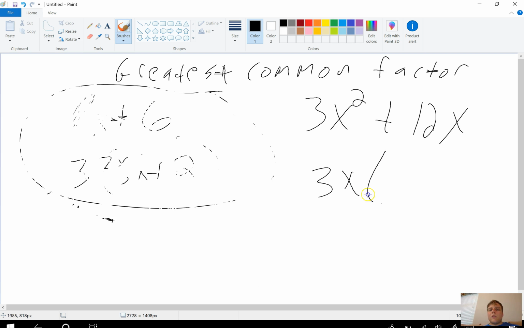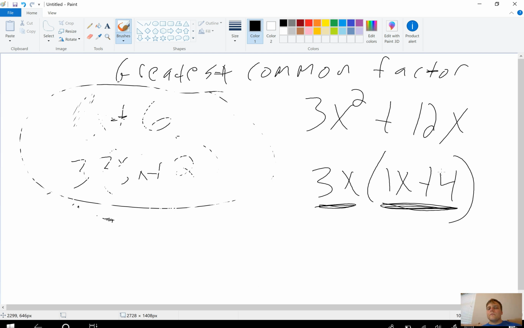So we have 3x and we open up parentheses, because now we've pulled out of both numbers and variables. And now think division. 3 divided by 3 would be 1. x squared divided by x would just be x. Plus 12 divided by 3 is 4. x divided by x, they're both gone. So now I have two new terms: I have 3x and I have x plus 4. Technically the word term isn't appropriate, but I'll use it a lot.